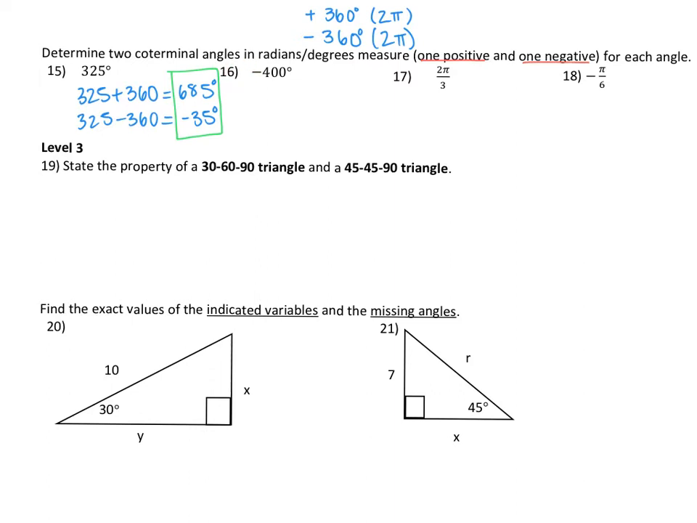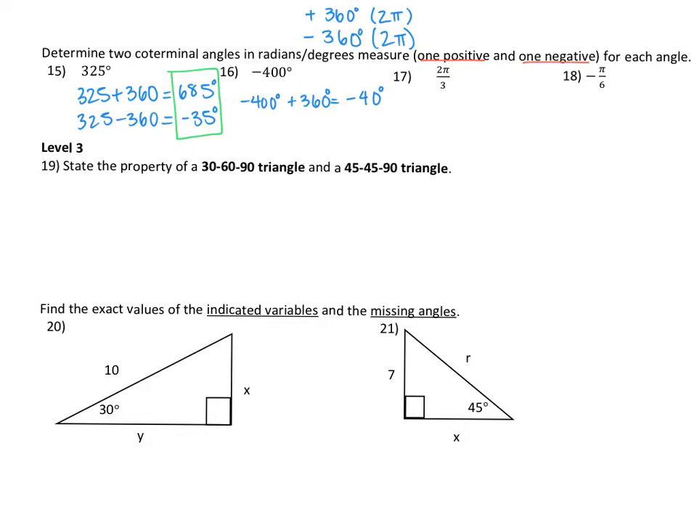So 16 is a great example to show you that. This is negative 400. First off, I'm going to take the negative 400 and add 360 to try to make it positive. By the way, sometimes I write the degree sign and sometimes I forget to. It doesn't really matter as long as the answer has a degree sign. So if I take negative 400 and add 360, that gives me negative 40 degrees. But that's not a positive degree, that's a negative degree. So this will count as my negative angle.